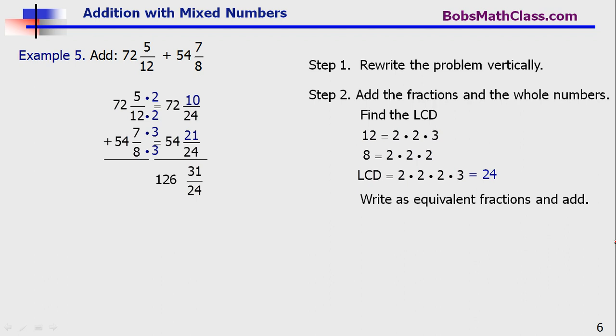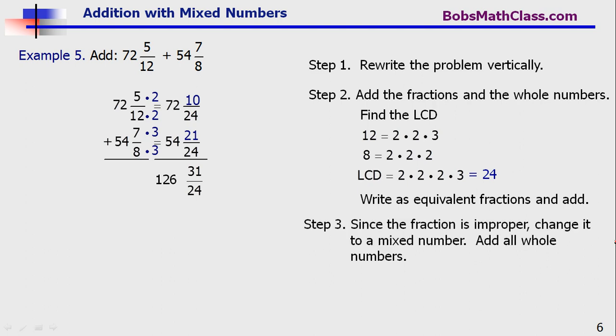Okay, almost there. Our fraction, you probably noticed, is improper. So since the fraction is improper, we're going to change it to a mixed number. So divide the 24 into 31. That goes one time, and you should get a remainder of 7. So that's 1 and 7/24. So you got 126 plus 1 and 7/24. So our answer is 127 and 7/24. Yeah, you got it.